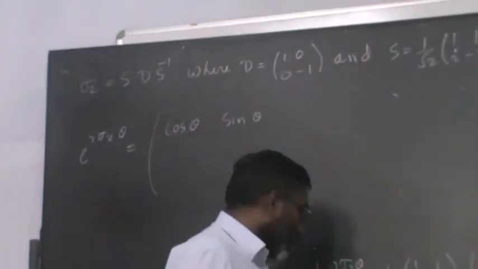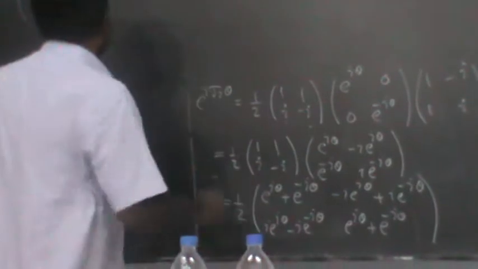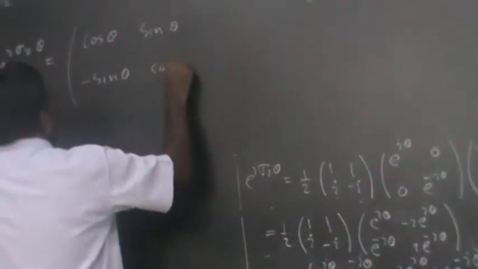And this one, I pull out an i, this becomes minus sin theta. And then this is cos theta.